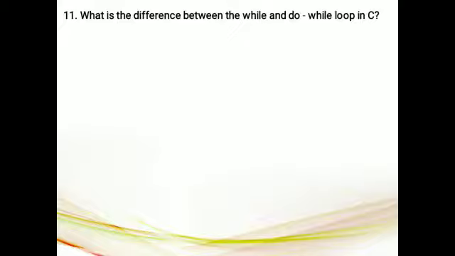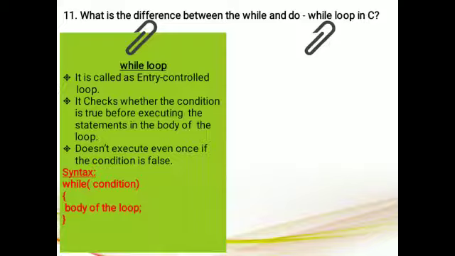What is the difference between do while loop and while loop in C? While loop is known as an entry checking loop. It checks the condition and if the condition is true, the body of the loop gets executed, and it doesn't execute if the condition is false. Syntax: while, condition, body of the loop.